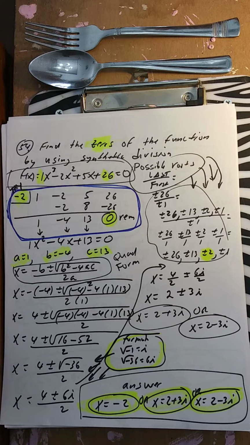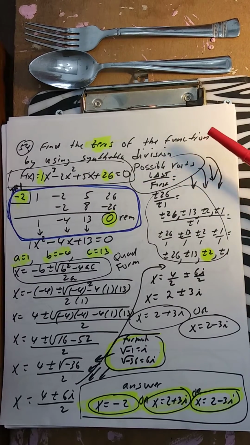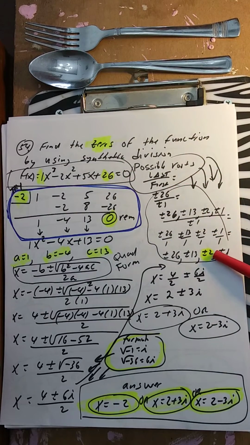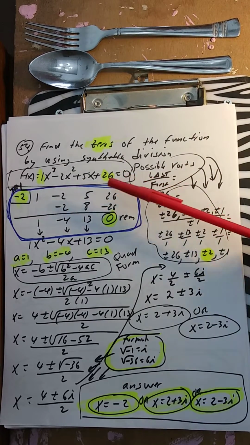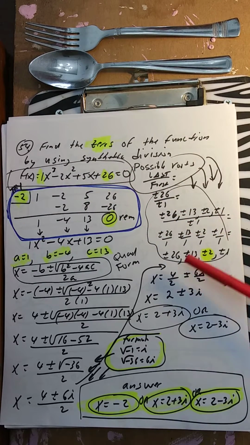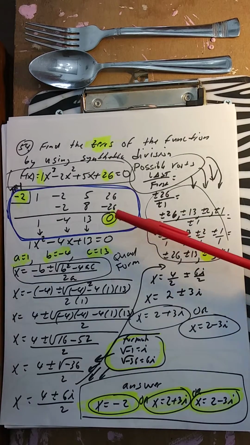Find the zeros again. Use synthetic division. Okay, that's fine. And I guess -2. These are the numbers again. The last over the first, plus or minus 26. All these numbers give me these possible answers for there. So now I tried the -2. Just get lucky, I guess.